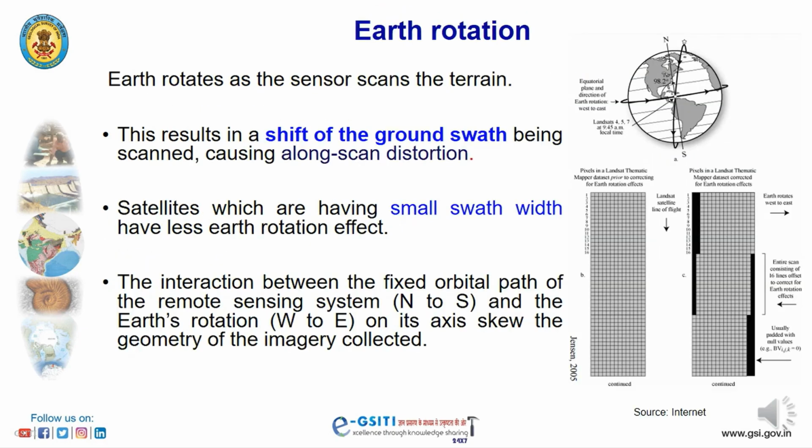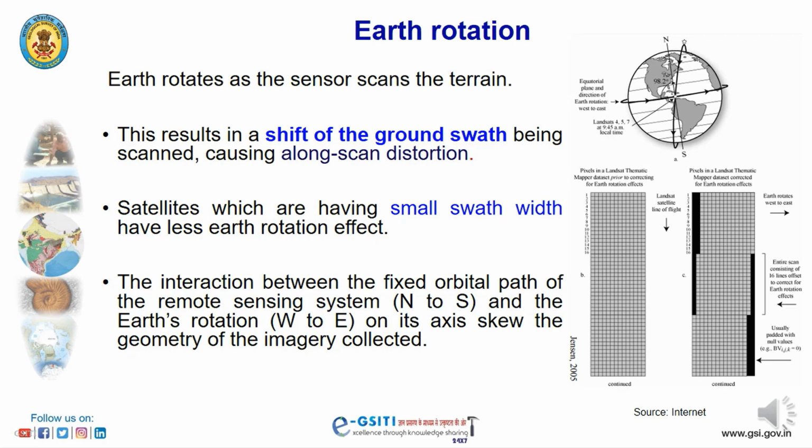Due to the earth rotation difference, earth rotates as the sensor scans the terrain. This results in a shift of the ground swath being scanned. Hope you remember what a swath is, which we discussed in our earlier class. This causes along scan distortions for the image. Satellites which have small swath width have less earth rotation effects.